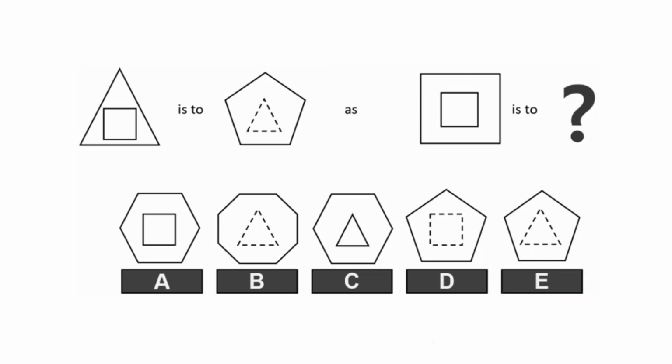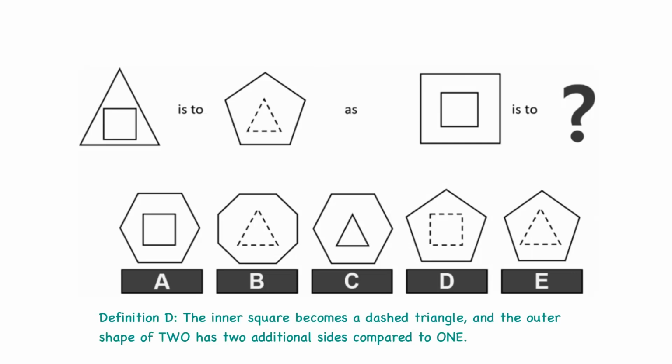But what about definition D? The inner square becomes a dashed triangle, and the outer shape of 2, so element 2, has 2 additional sides compared to 1. Again, a more interesting definition perhaps. But again, there are problems. This is the most structured definition so far, but it doesn't allow reducing the options to a single correct answer. And again, that's sort of the key giveaway that you've found the correct one.